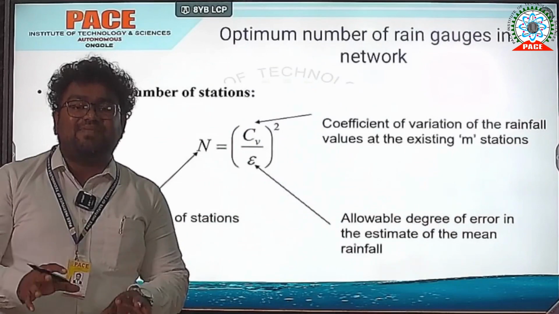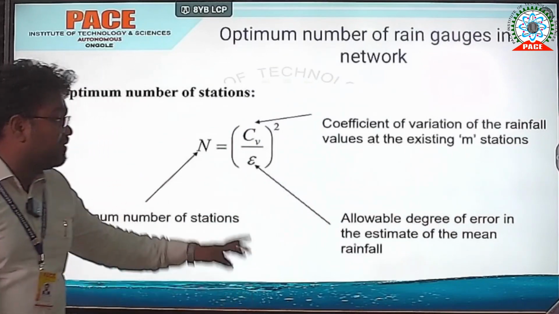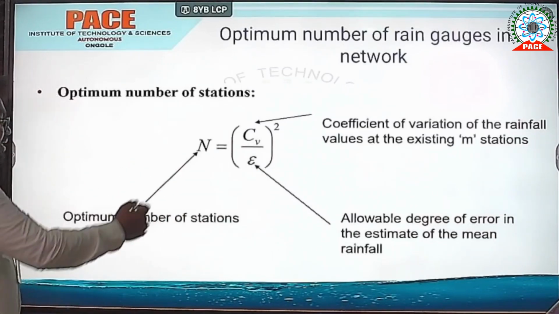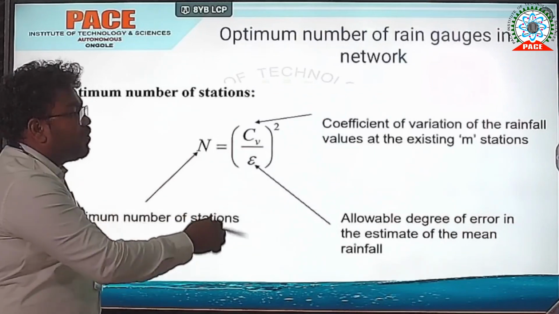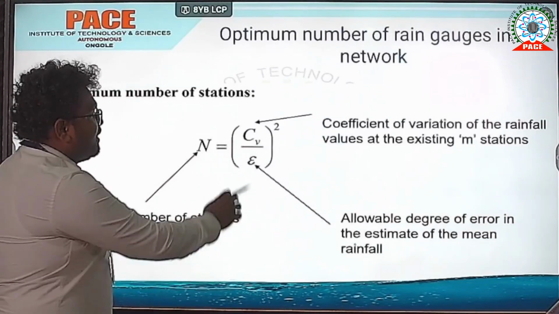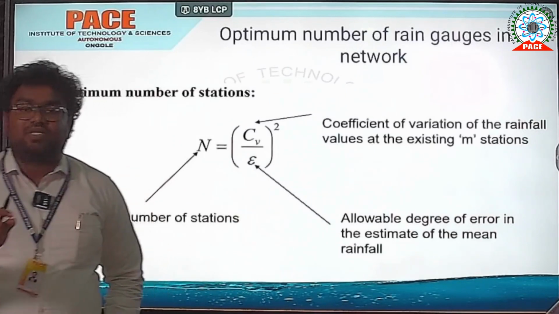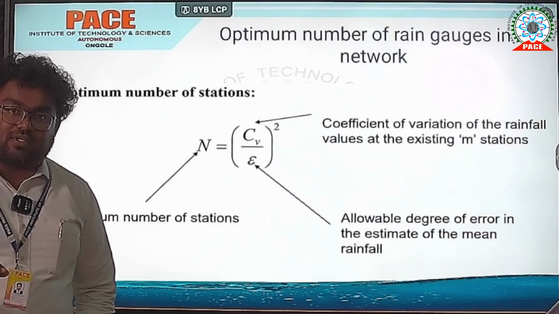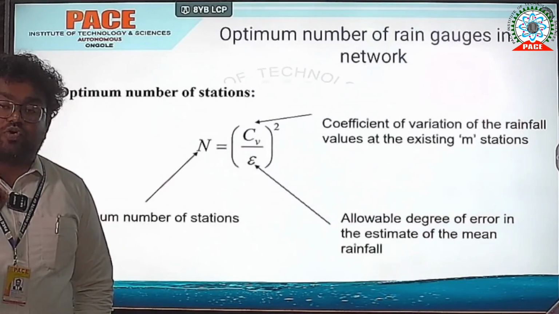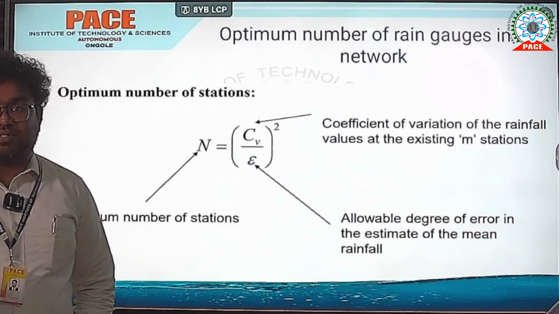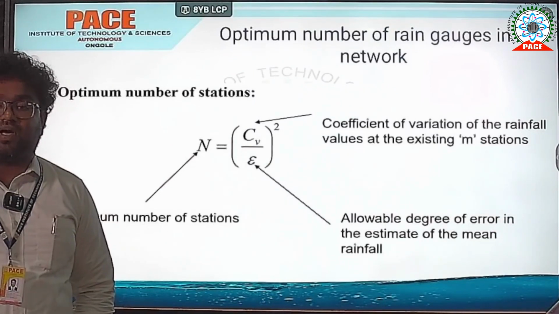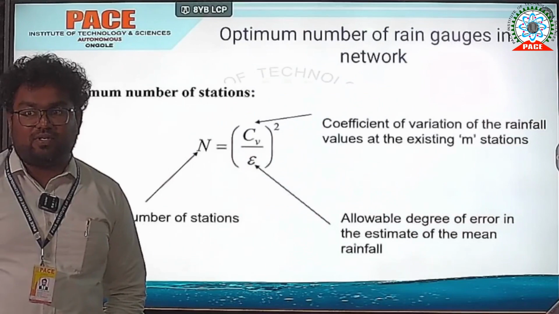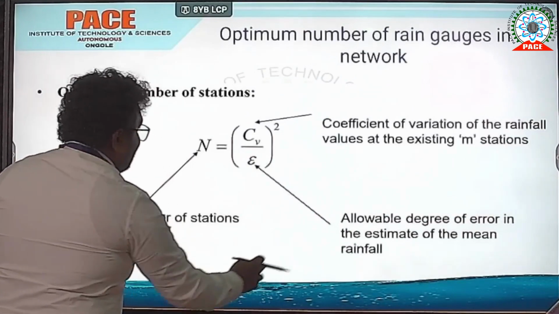To estimate the number of rain gauge stations, we have this formula: N equals (Cv by E) whole square, where N is the optimum number of stations, Cv is the coefficient of variation, and E is the error. How much error has been noted? There will sometimes be 10%, 20%, but the error should not be more than 10 to 15%, because if the error is more than 10 to 15%, we can say that the rain gauge station has failed in noting that value. Now we will explain this term in detail.